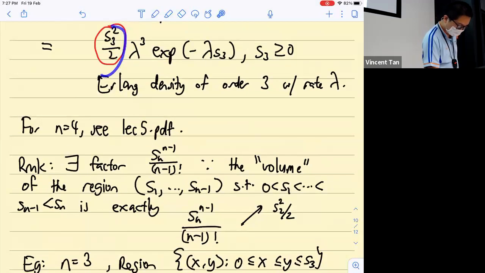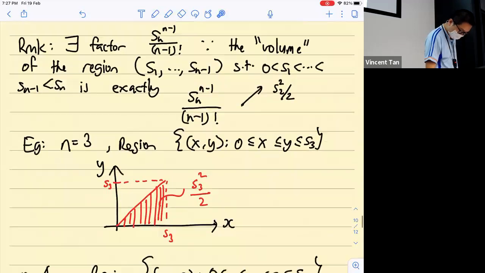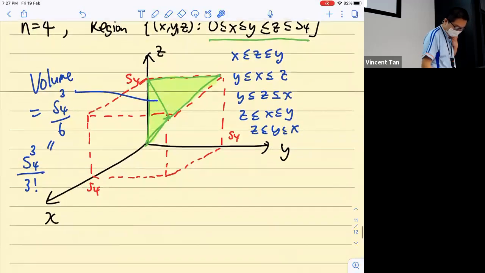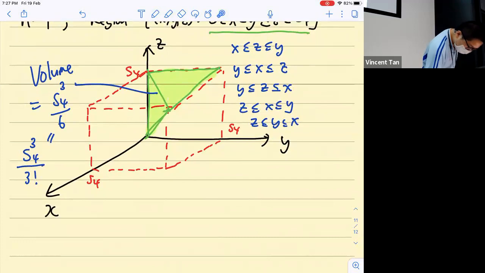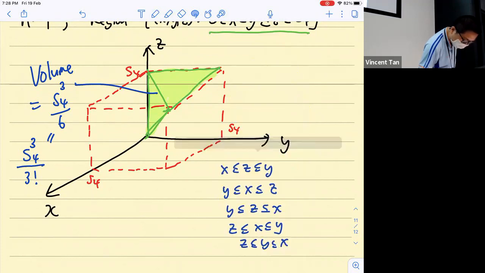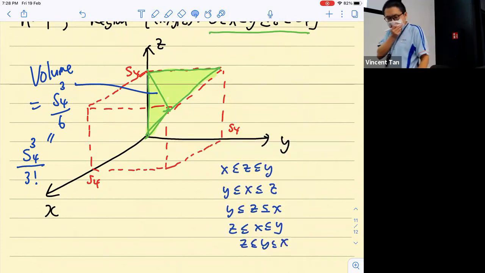All right, this is a simple case for Erlang density of order 3. Okay, so this is Erlang density of order 4. All right, so maybe we can take a break right now. And when we come back, we will talk about the density or the distribution of n. Okay?